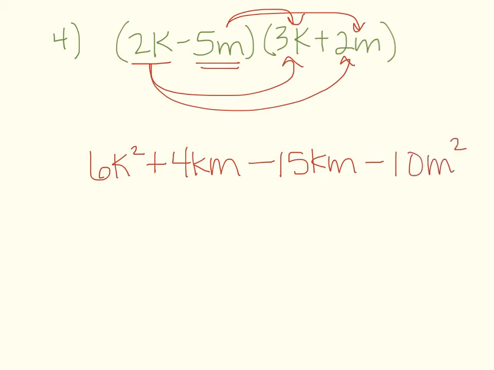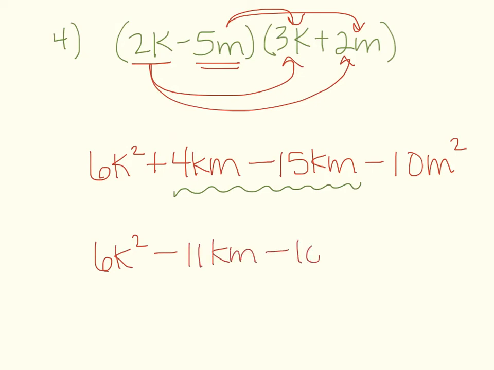Now usually what happens is you have like terms in the middle here that you need to put together. So we're going to switch gears. Now we're adding and subtracting, and the rule with adding and subtracting is just put like terms together. So 4 minus 15 is negative 11, and then we just carry down the km. And then, of course, that negative 10m squared. That would be your answer.